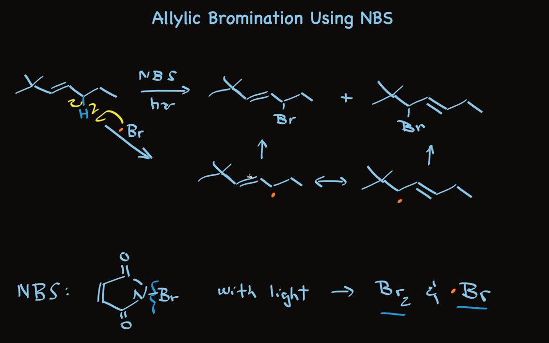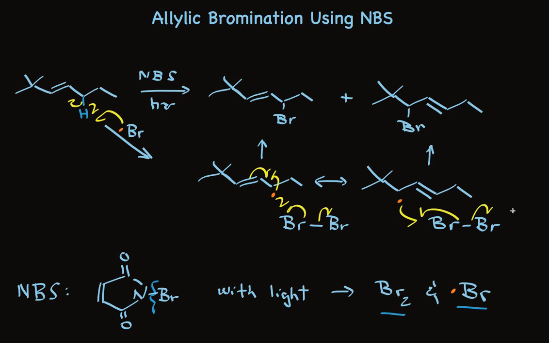Notice that all we have to do is envision one of these electrons slipping over here to pair with this electron to make the second resonance structure. So we can write two resonance structures for this intermediate, which can react with molecular bromine at this allylic position or with molecular bromine at this allylic position.